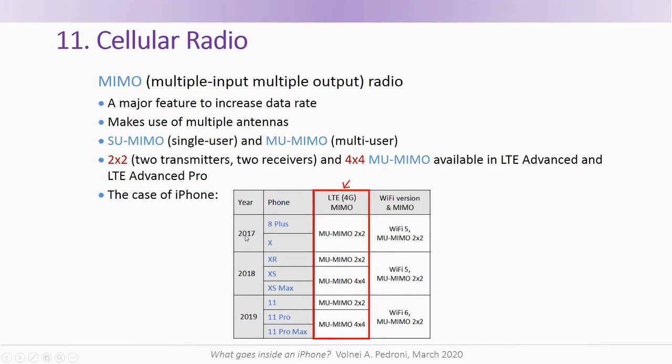The case of iPhone: in 2017, it was 2x2 for all devices. In 2018 and 19, it is 2x2 for the regular device and 4x4 for the top devices. Note that in all cases, it is multi-user. Additional details on MIMO will be given in part 12, which deals with the Wi-Fi radio.